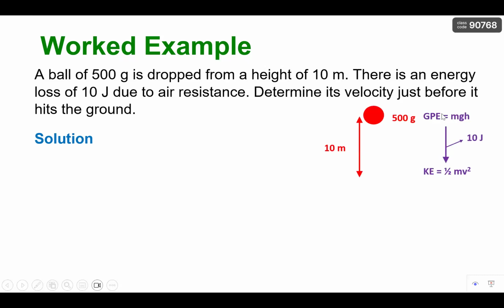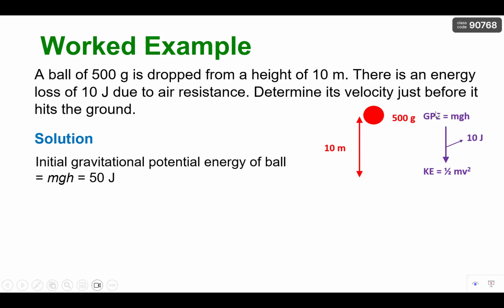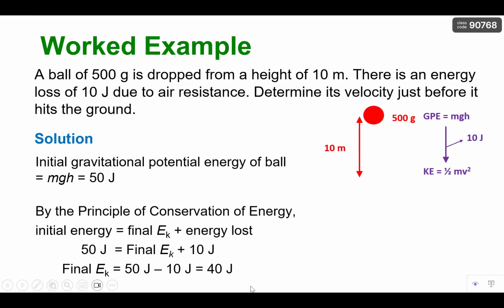Okay, as I transfer from the gravitational potential store into the kinetic store, 10 joules of energy gets lost. So I have an arrow of 10 joules. So originally, I should have 50 joules, okay, as calculated initially. But as I drop down, I actually lose 10 joules. So I'm only left with 40 joules of kinetic energy at the end.